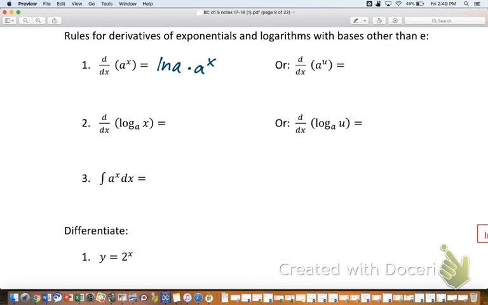It's that. So the way that I remember this one is that it still works for e. If you made the a an e, wouldn't it be ln of e, which is just 1, times e to the x? So ln of a times a to the x. If you're dealing with the chain rule, it would be ln of a times a to the u times du dx, or u prime.